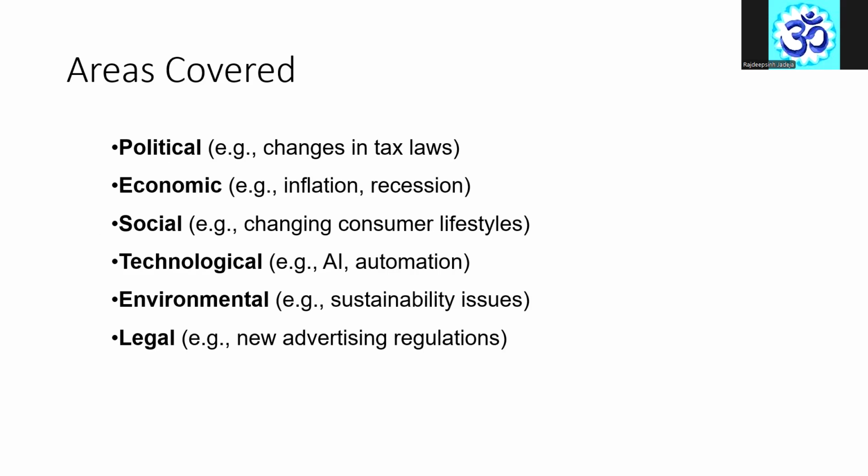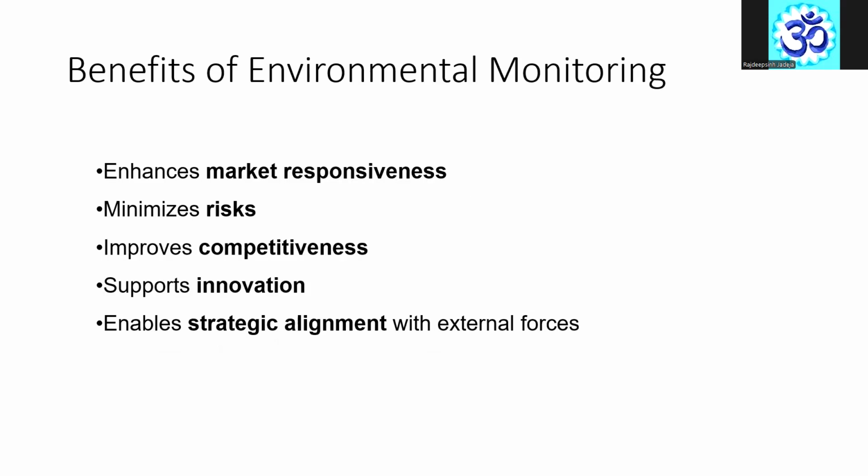Now, what are the areas covered in environmental monitoring? So one is political, in which changes in tax laws. The second one is economic, which includes inflation and recession. So these are the areas which fall under the category of environmental monitoring. Then there is social, like changing consumer lifestyle. Then there is technological, like AI and augmentation. Then there is the environmental, which includes sustainability issues. And then the last one is legal, which is new advertising regulations.